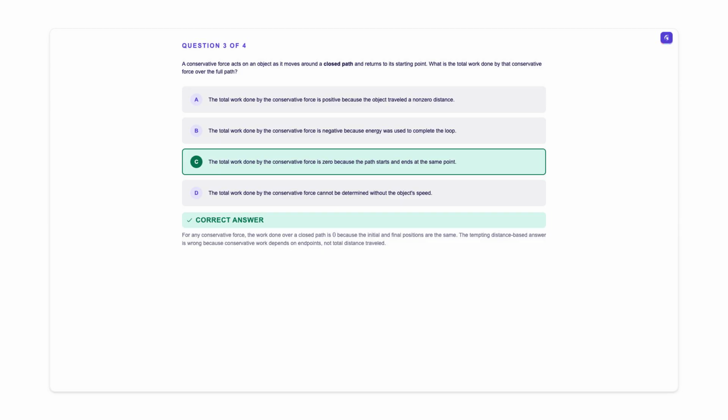For any conservative force, the work done over a closed path is zero because the initial and final positions are the same. The tempting distance-based answer is wrong because conservative work depends on endpoints, not total distance traveled.